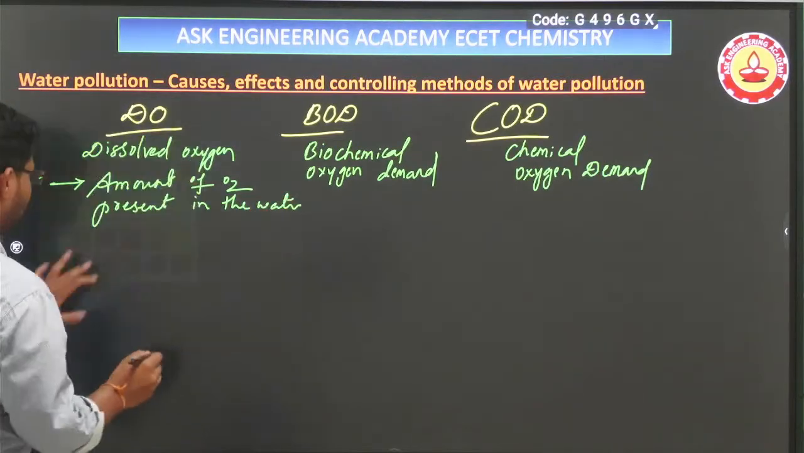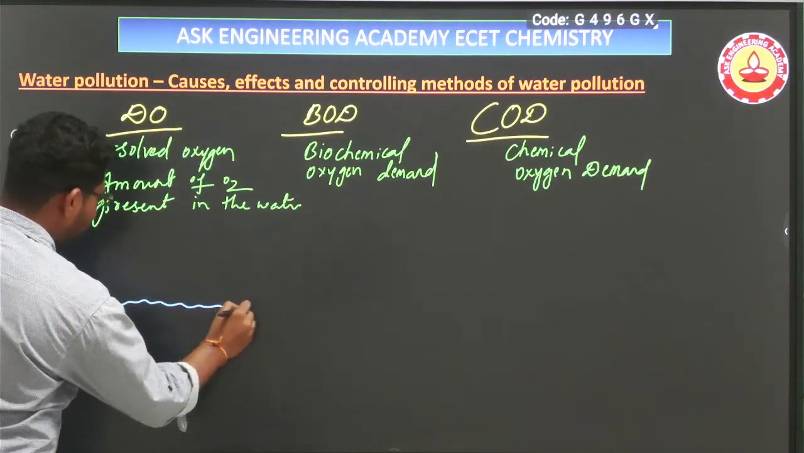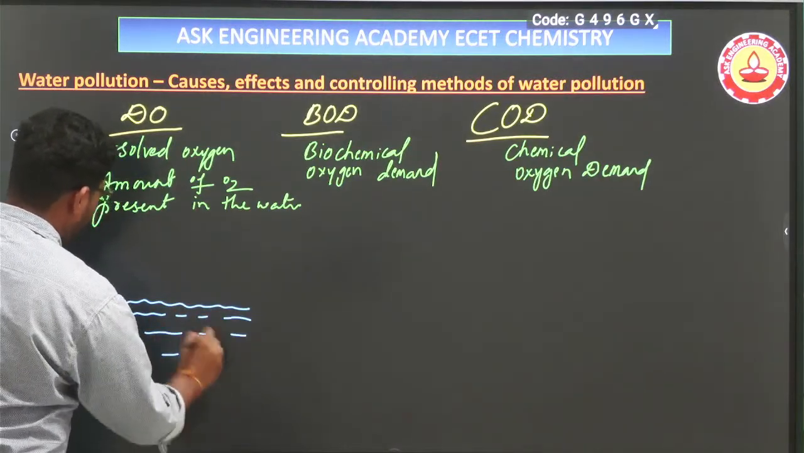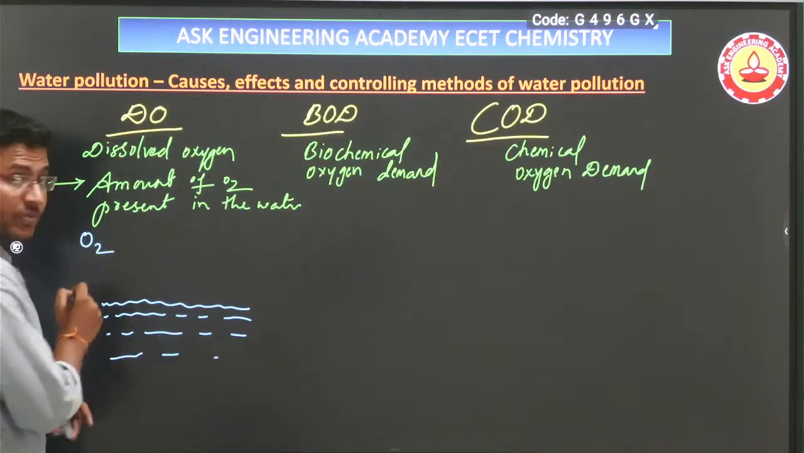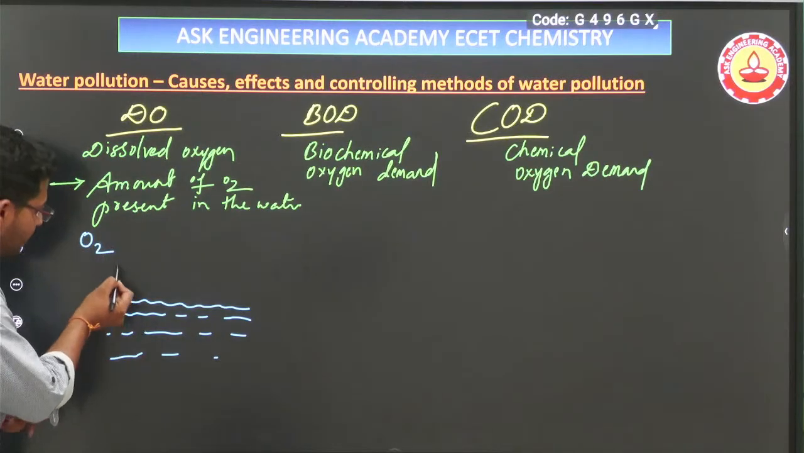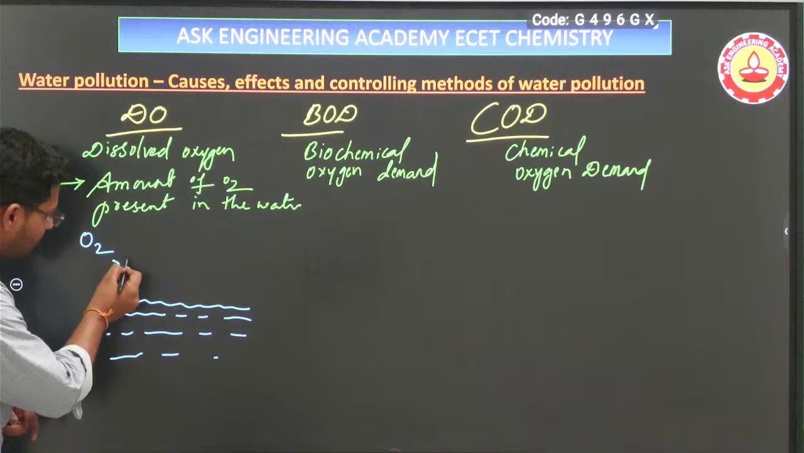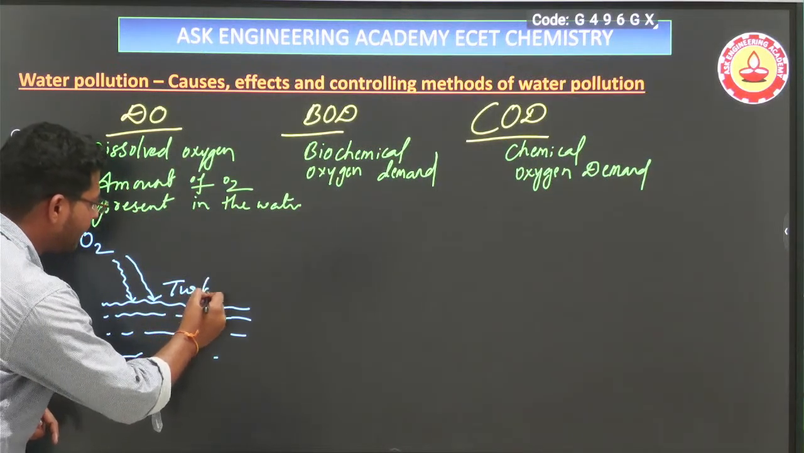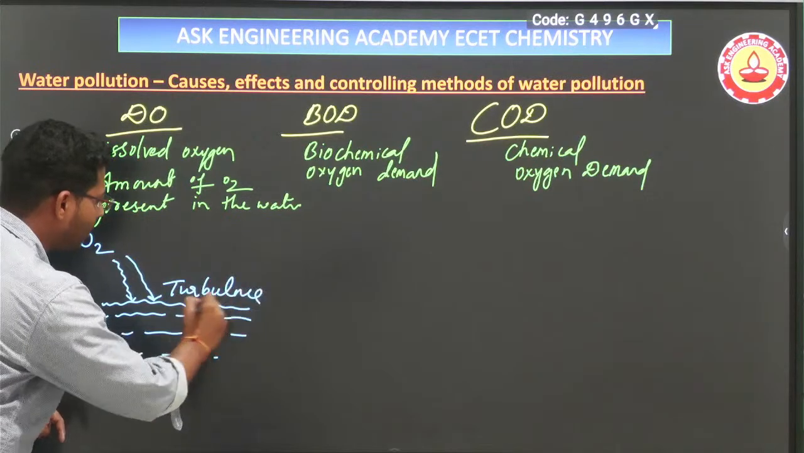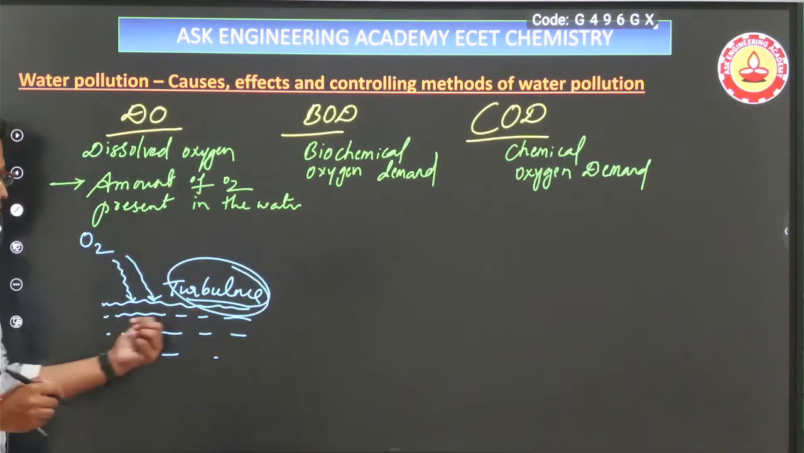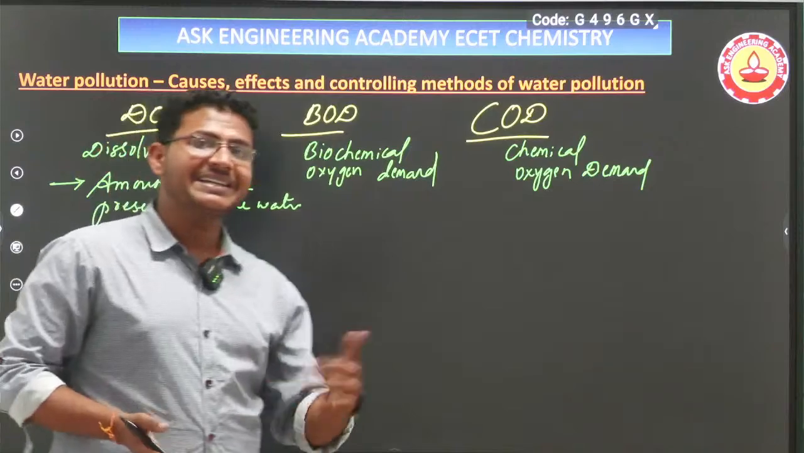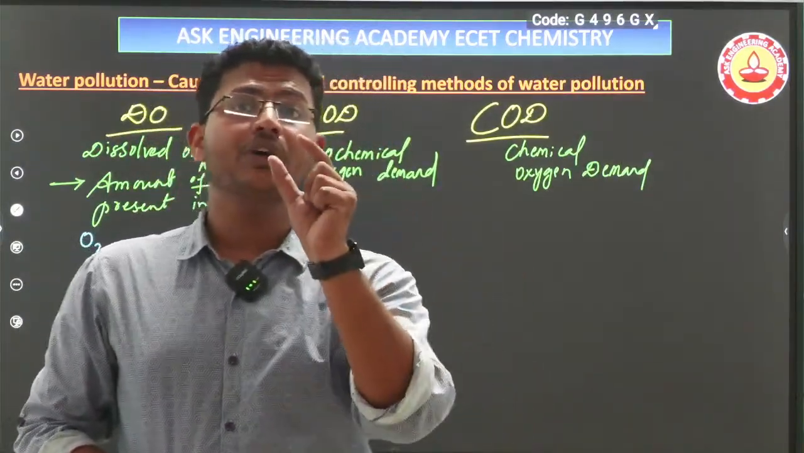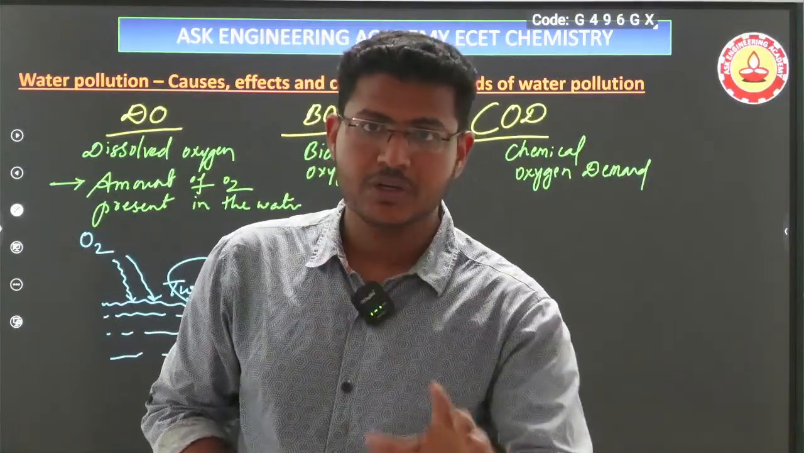For example, this is a water body. This is water. Atmosphere contains O2. This water will absorb this O2 like this, due to its turbulence. Turbulence is one property by which oxygen gets absorbed by the water. So the amount of oxygen will increase. If dissolved oxygen is high, then the quality of that water is very good.